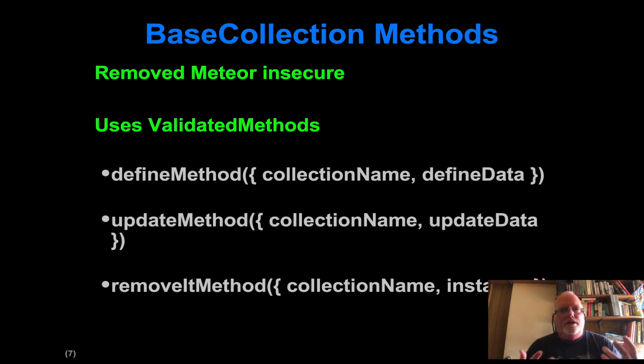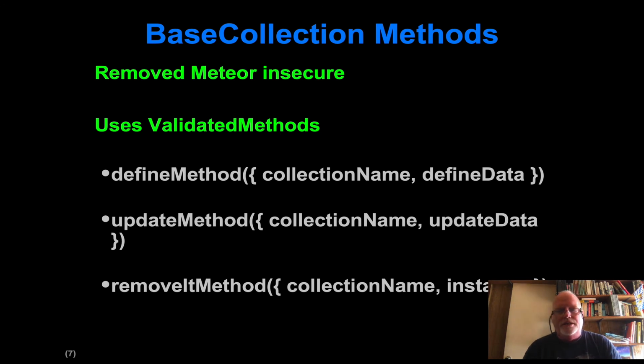We've added methods since we removed the insecure package from Meteor, meaning that the client can no longer directly access the collections. So they have to access the collection through these Meteor methods, which we're using a validated method. So we have a define method that takes an object that has the collection name. What collection are we defining this thing in? And then the define data is the object that is the parameters to the define method. The update method, again, takes a collection name.